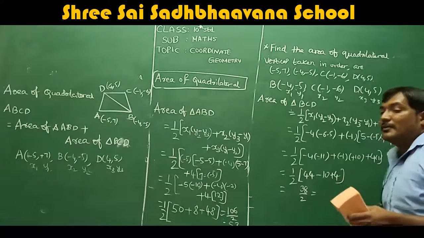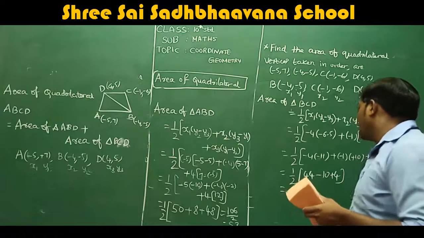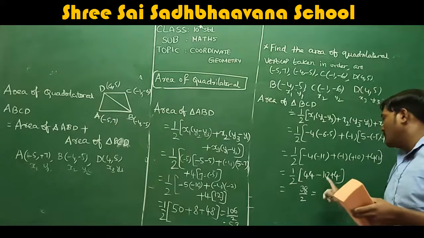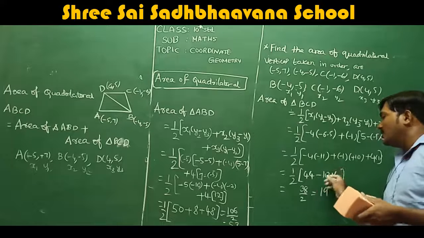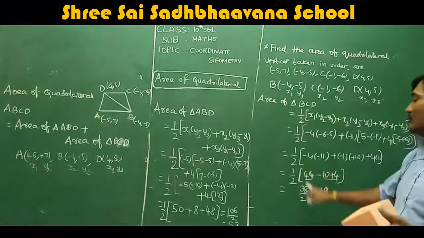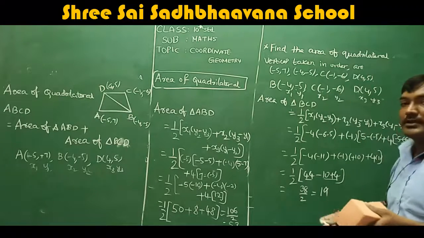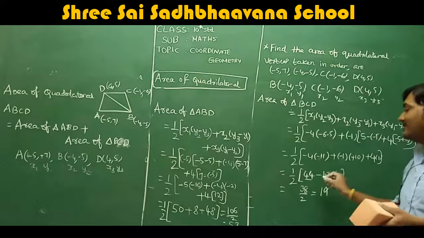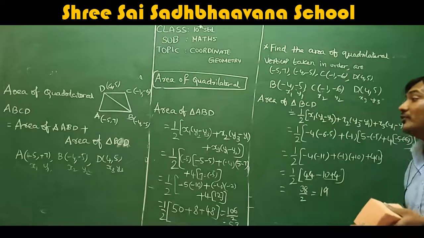38 by 2. How much will you get for 38 by 2? 19. Or you can also do minus 10 plus 4 is minus 6. So 44 minus 6 is how much? 38, correct? So 38 by 2 is 19.